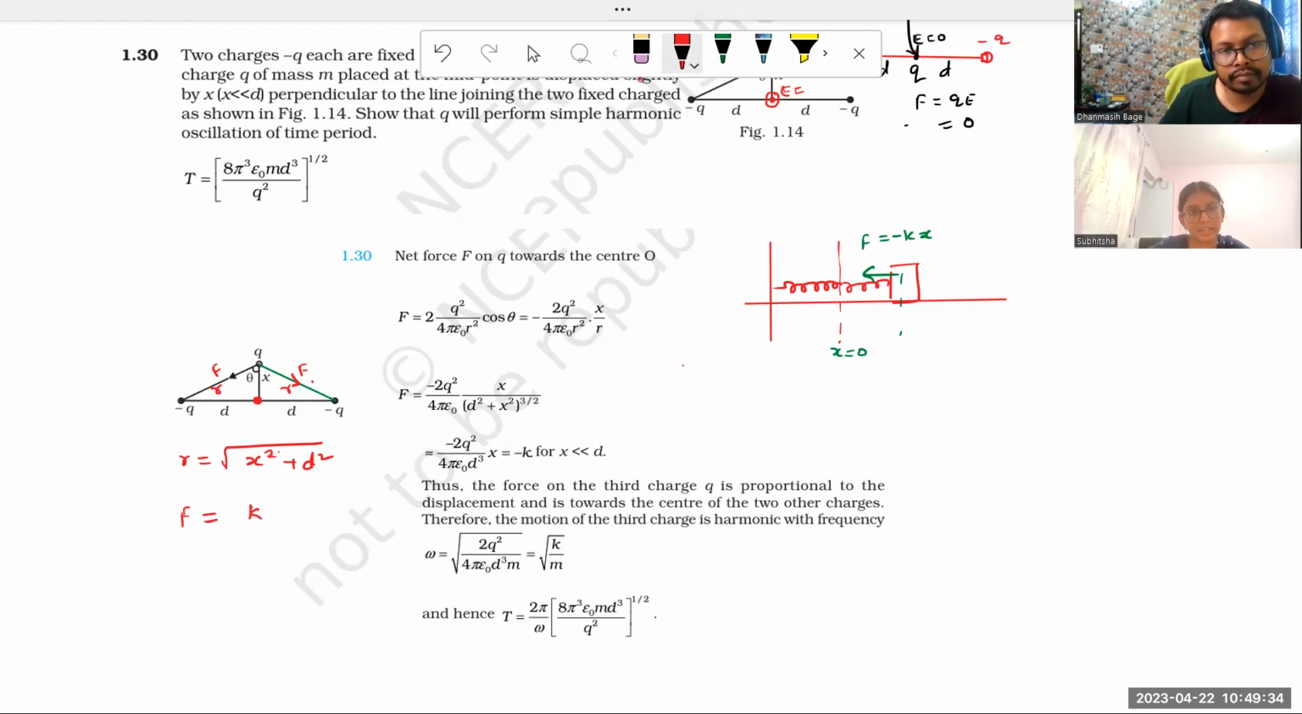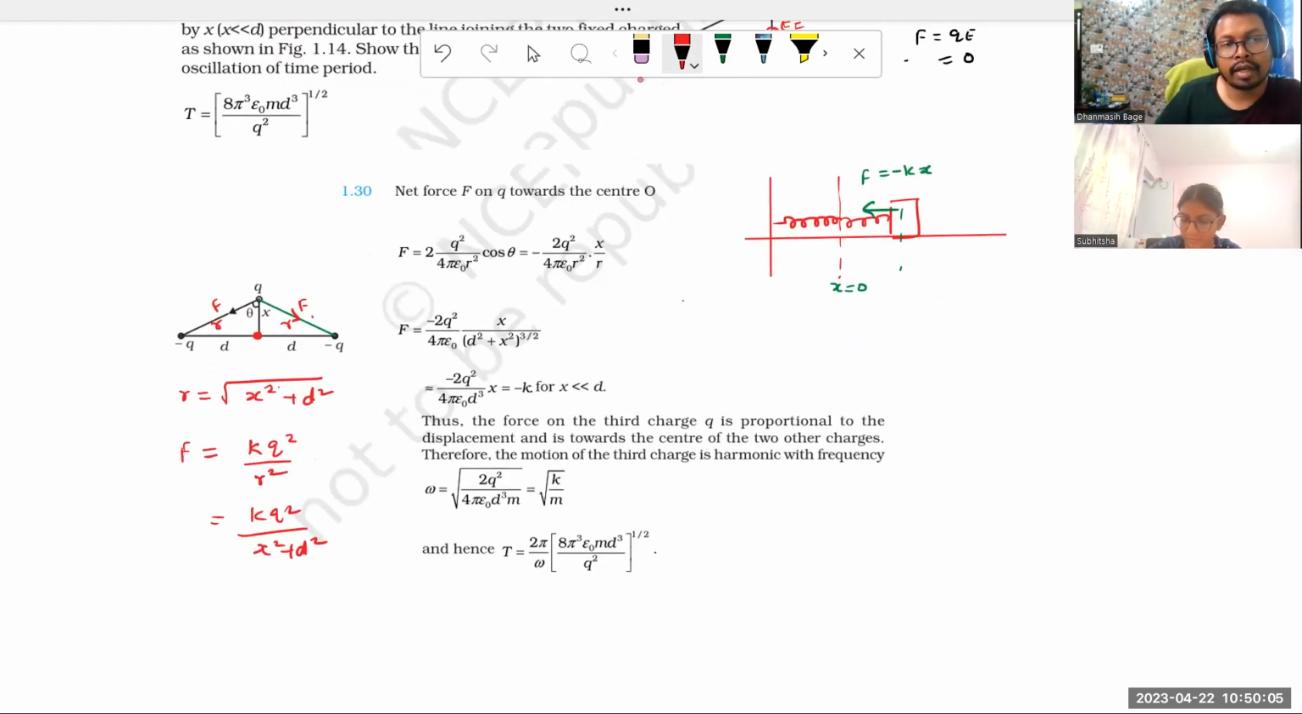Minus k q square by root x square plus d square. Here you have to be careful. I told you during the calculation, because I have already shown the direction, no need to take the minus sign into consideration anymore. So k q square by root x square plus d square. So R square is that thing, so k q square by x square plus d square. You can say this is the force.